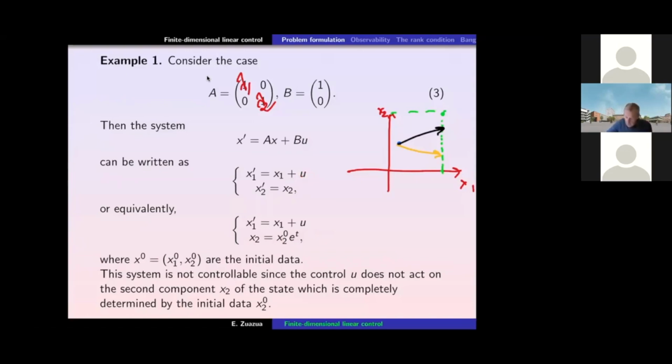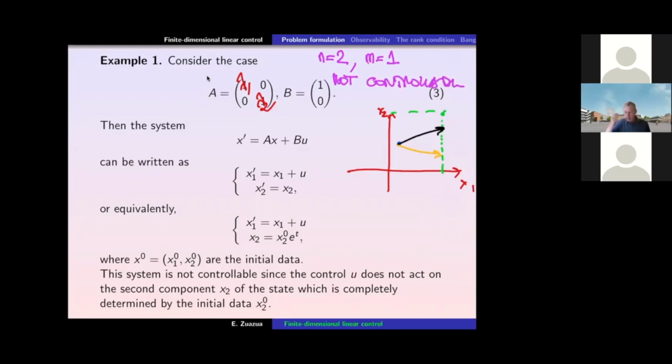So this gives you a system in which the number of components is 2, the number of controls is 1, so there is not a big gap in terms of the dimensions of state and control, just a gap of 1. But the system is not controllable.